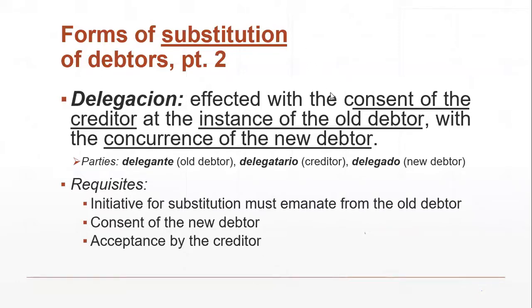They both agree. So what are the requisites? Sabi ni debtor, itong si Kolokoy na to, siya na ang bagong debtor. Sabi nung bagong debtor, opo, ako nga po ang bagong debtor. Tapos sabi naman ni creditor, okay, gano'n na nga. So ibig sabihin sa kanya na ako maniningil. So everybody consents. So what are the requisites? The initiative, of course, for substitution must come from the old debtor. Next, there must be consent of the new debtor. And finally, there is acceptance by the creditor.